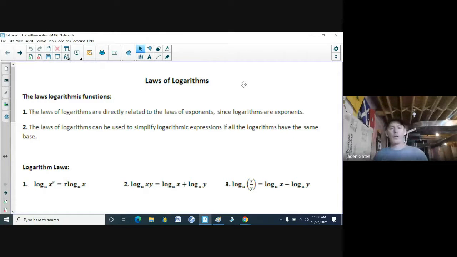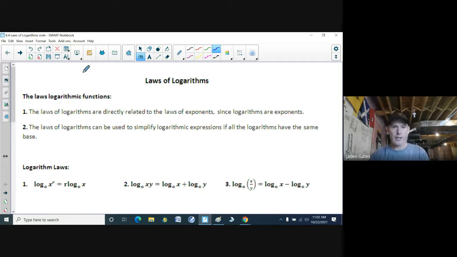All right, so the last thing we're doing today is the laws of logarithms. We did look through one law, or rule, I guess, if you will. And we're going to look at just a couple more and how to simplify or what they're used for. So first off, the laws of logarithmic functions are directly related to the laws of exponents, since logarithmics are exponents.